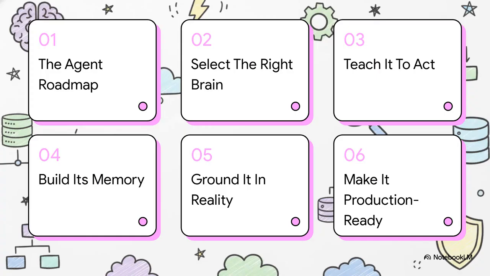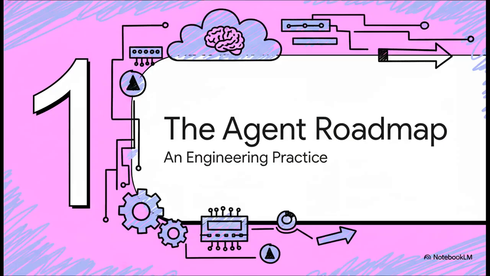So, here's our game plan. We're going to follow a clear 6-step roadmap. First, we'll pick the right brain for our agent. Then we'll teach it how to actually act on its intelligence. After that, we'll build its memory, ground it firmly in reality, and finally, we'll put it through a production-ready bootcamp. Let's get started. Now, this isn't just some random checklist of tips. This is a disciplined engineering practice, a proven path for building AI that's not just intelligent, but also incredibly reliable on Google Cloud.